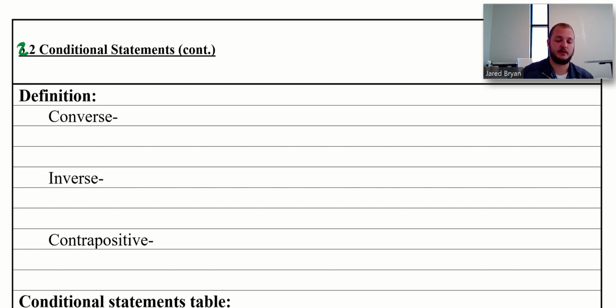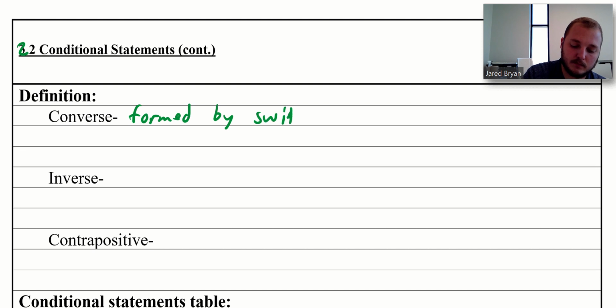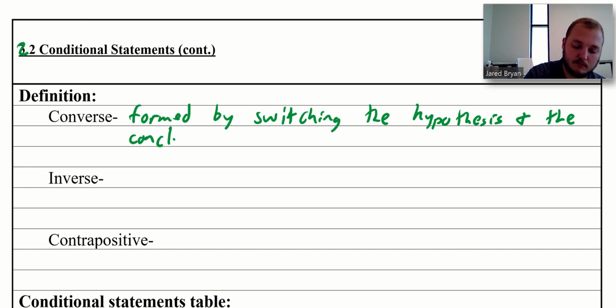So first definition here, the converse of a conditional statement is formed by switching the hypothesis and the conclusion. Okay, it's formed by switching the hypothesis and the conclusion.